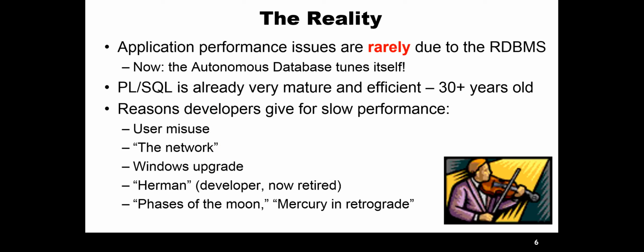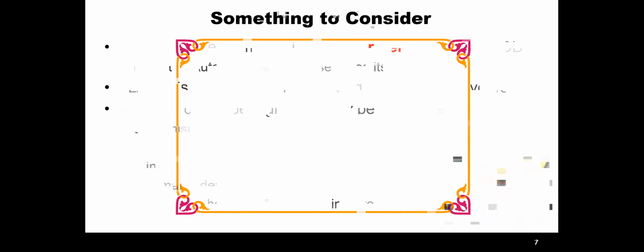So it's either, developers say, user misuse or the network, Windows upgrade caused a problem. Herman, who's the retired developer, of course, caused all this problem. So we're going to blame it on Herman, and or phases of the moon, Mercury in retrograde. There's all sorts of excuses that we come up with, but bottom line is it's probably some problem with the way that we've developed our PL/SQL code.